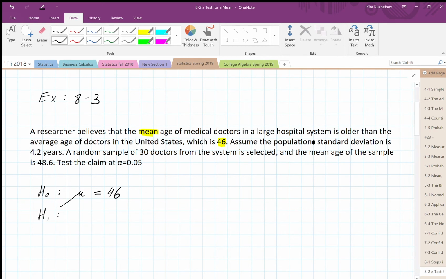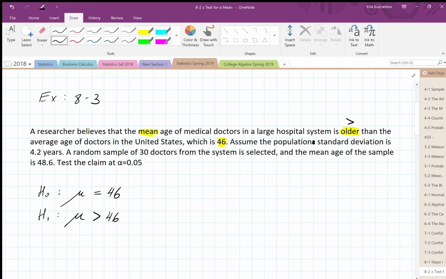Then you need to state the alternative hypothesis. The alternative hypothesis needs to include the same information, mu and the 46, and something that we're trying to state. So a researcher believes that the mean age of the medical doctors in the large hospital system is older. The older means that it's actually greater than 46, and this is what he's trying to claim.